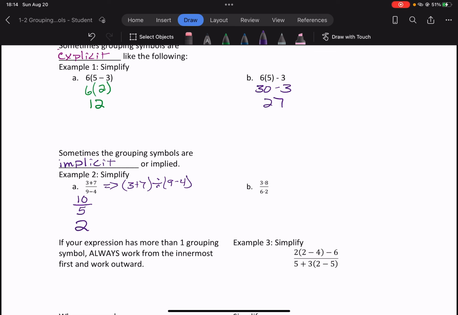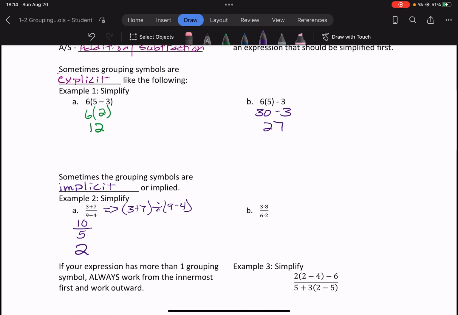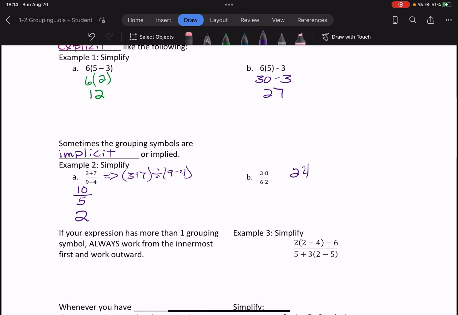Okay, glad you're back. Let's work this one. Again, we work the top. The top one is 3 times 8, which is 24, and we want to divide that by 6 times 2, or 12. 24 divided by 12 is also 2. So sometimes we can have two different expressions that get to the same number, but just remember that all these expressions have to be simplified in a certain order. When I see that implicit one from the fraction bar, always do the top one first, then the bottom one. So here we want to work from the inside out.